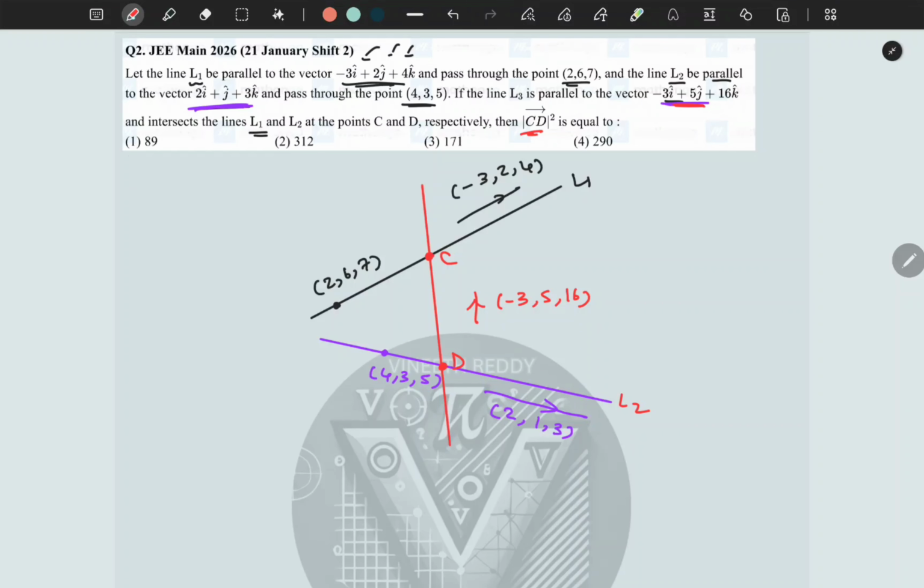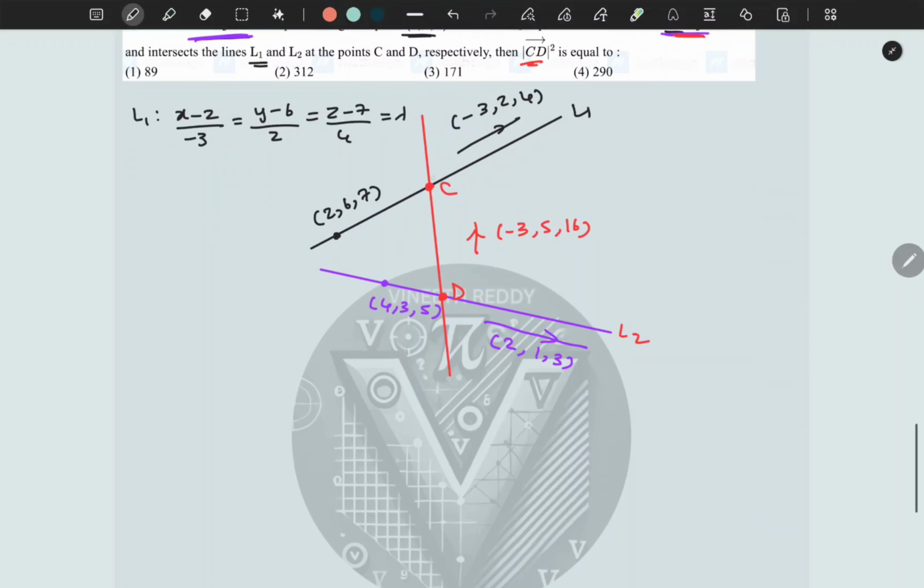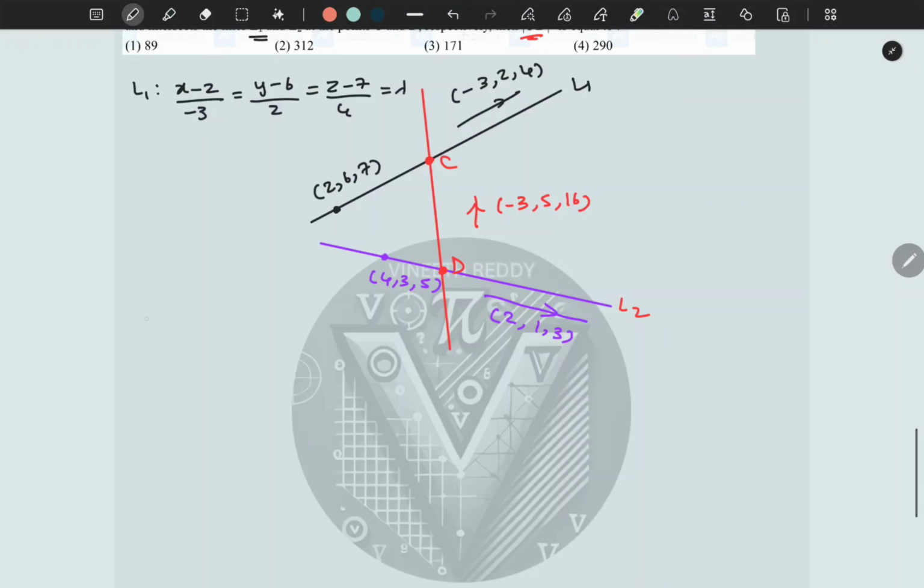Again, let us write down the equation of line L1. Line L1 will be: (x minus x1) divided by minus 3 is equal to (y minus y1) divided by 2 is equal to (z minus z1) divided by 4 is equal to lambda. Now any general point on line L1 will be of this format. x minus 2 is equal to minus 3 lambda, that means x is equal to 2 minus 3 lambda. Similarly, y is equal to 6 plus 2 lambda and z is equal to 7 plus 4 lambda. So the coordinates of C will be (2 minus 3 lambda, 6 plus 2 lambda, 7 plus 4 lambda).